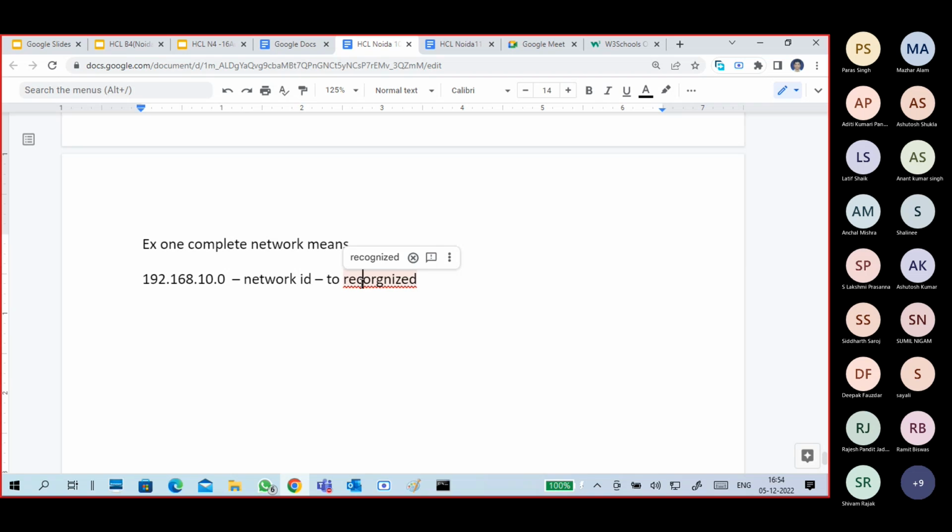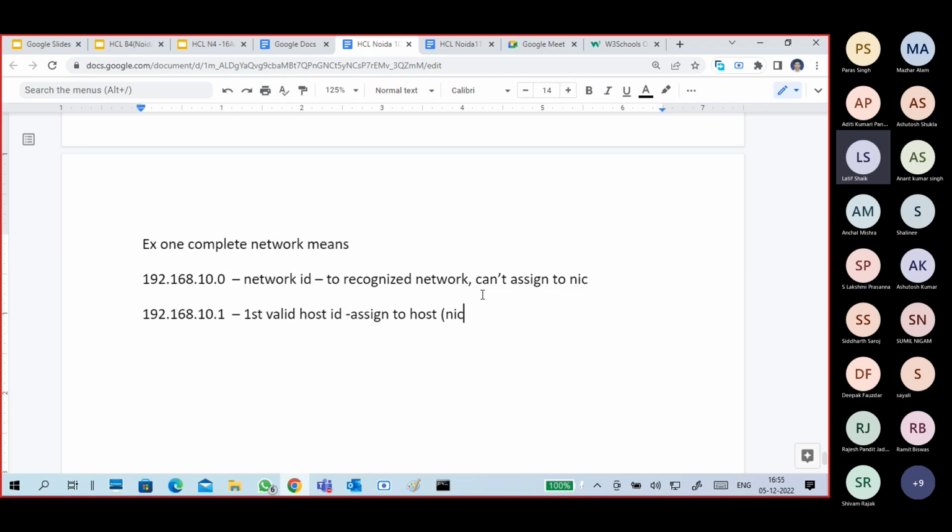The network ID is used to recognize what kind of network it is, and we cannot assign it to anyone. We cannot assign it to a NIC. Next, 192.168.10.1 is called the first valid host ID. We can assign addresses to hosts, meaning NICs, from here.